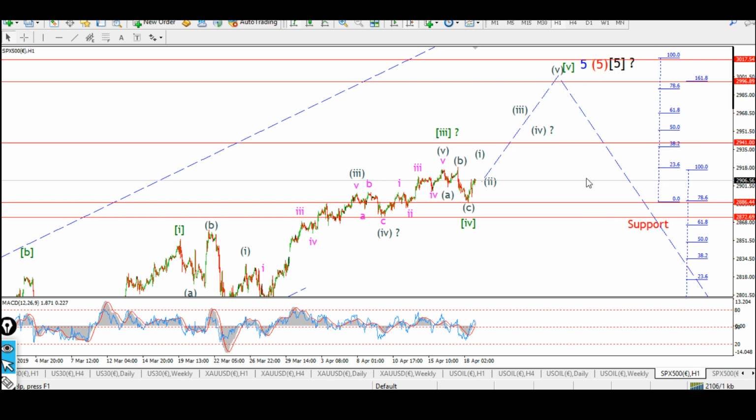If we break out to a new high above 29.41, that would be done for me anyway. So let's see how the next week unfolds. There's no reason to believe that we won't break out to a new high next week.